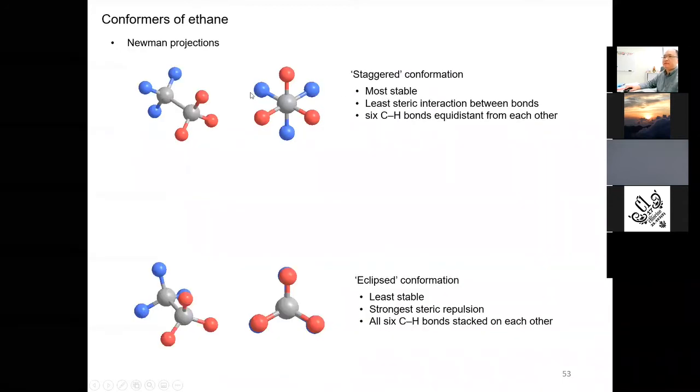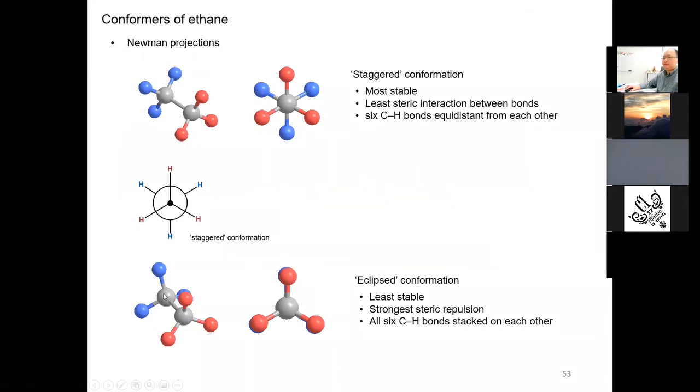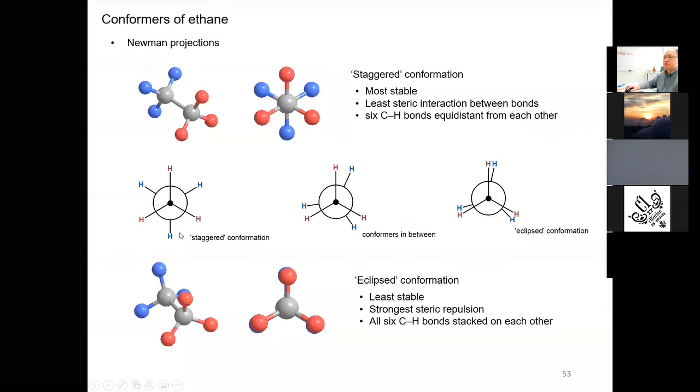One is the staggered, where the substituents are equidistant to each other. And another extreme conformation is what we call the eclipsed. So all the hydrogens are paired up. And if you look at these directions, you will see the red hydrogen will cover the blue hydrogen, okay, which is one of the extreme conformations. And there are also a lot of conformations between these two, which you can present like this.